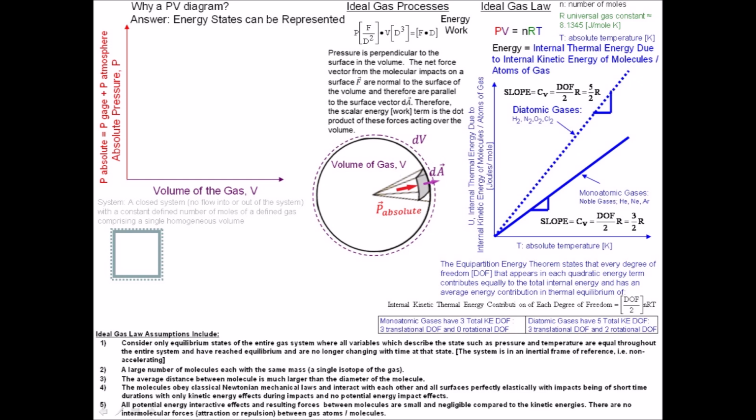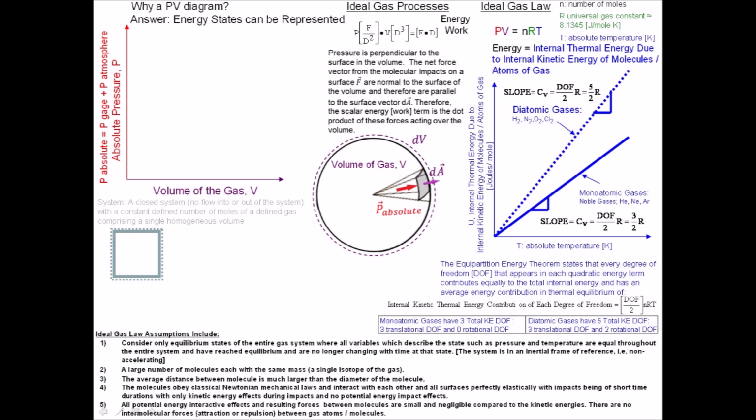In contrast to translational, for this rotational kinetic energy there are only 2 degrees of freedom, since the shape of the molecule is such that rotation in the third rotational degree of freedom results in a shape of the molecule that is indistinguishable. Therefore, for diatomic gases, the slope of U, the internal thermal energy due to internal kinetic energy of the molecules, relative to the absolute temperature, is 5 degrees of freedom divided by 2 times R.